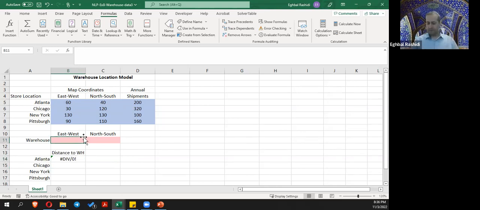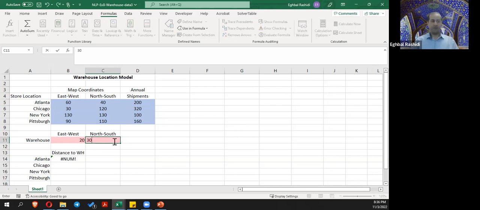Because the warehouse location is just zero here, it doesn't make sense. So I'm going to give it some values to start with, say 20 here and 30.